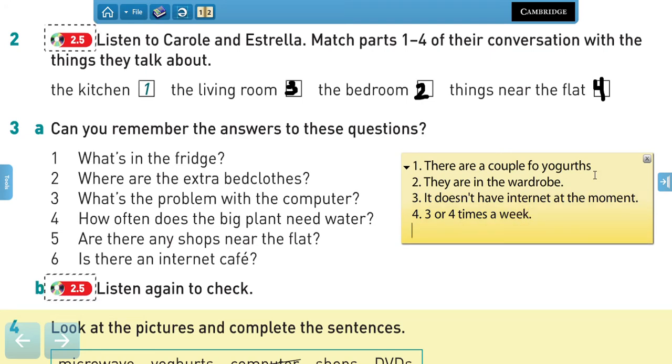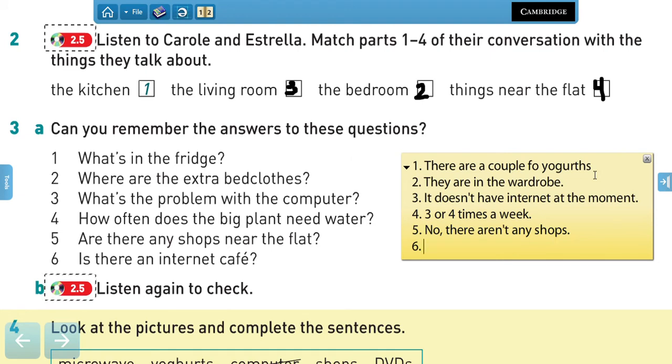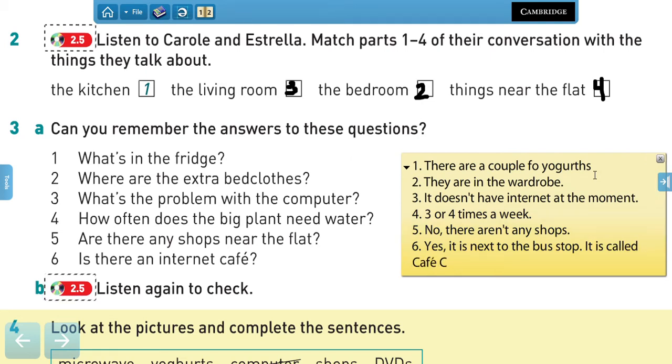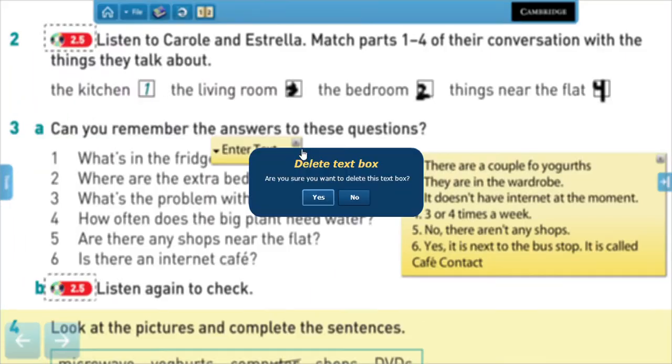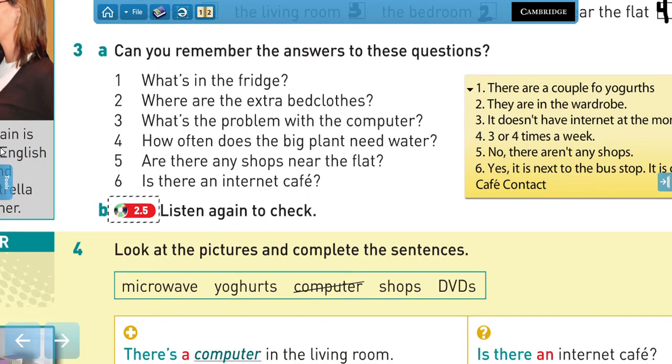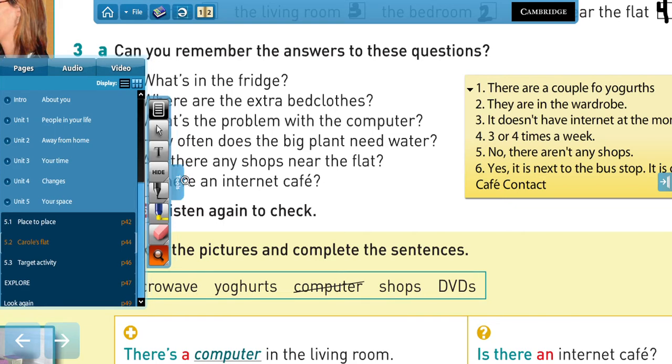Are there any shops near the flat? No, there aren't any shops. If she wants to buy something, she has to walk to the city center, which is around 10 minutes, she said. And is there an internet cafe? Yes, it is next to the bus stop, right? And it is called Cafe Contact. So she can go there if she needs internet, right? Very good.